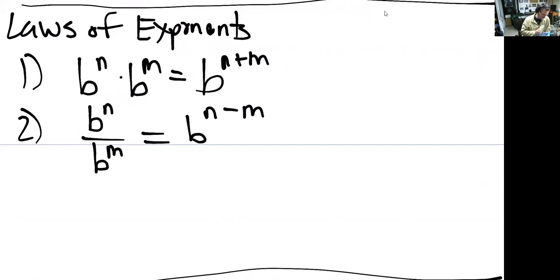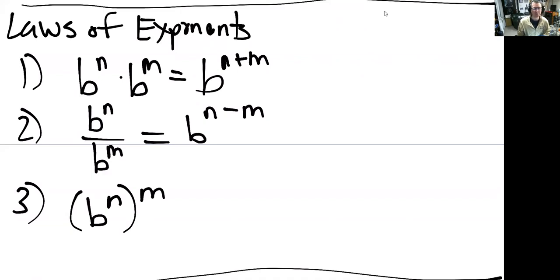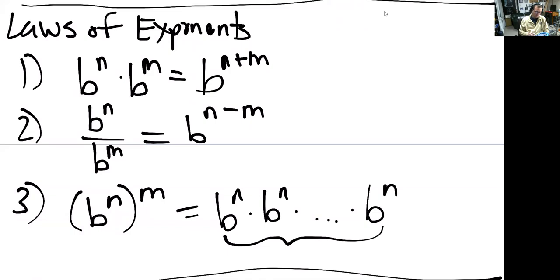The next one that we're looking at is what to do with an exponential raised to a power. So what if the base of an exponential is an exponential? Or in the other direction, how to turn an exponential with just a base and a power into a nested exponential, where you've got an exponential base. And this one's not too tricky. We think about the definition here. M of these bases are multiplied together. b to the n, b to the n, dot, dot, dot, b to the n. We have M of them multiplied together.